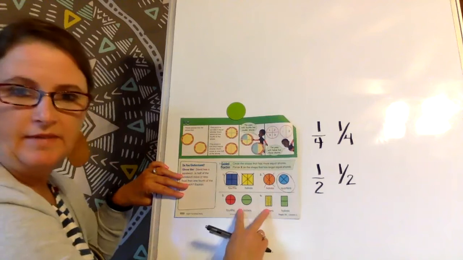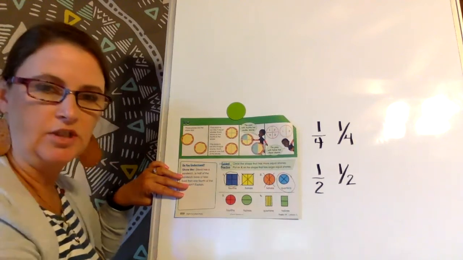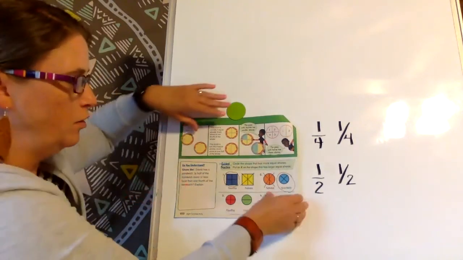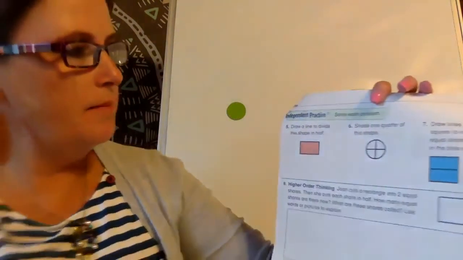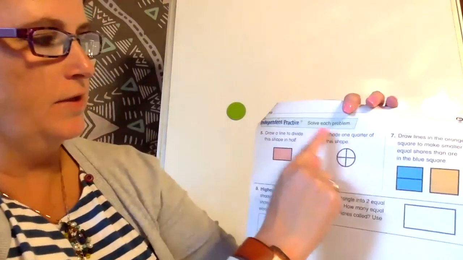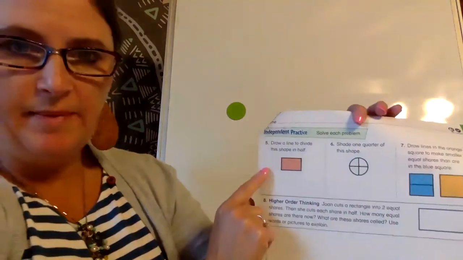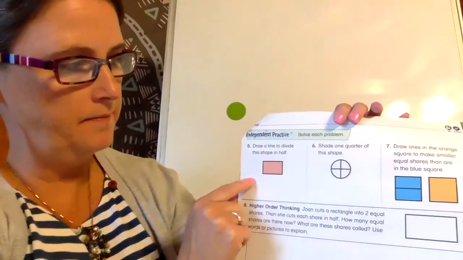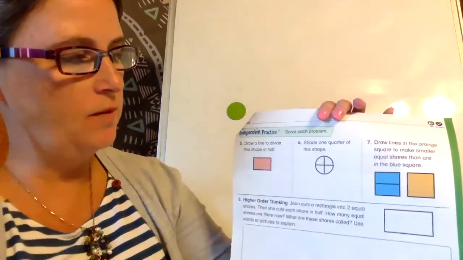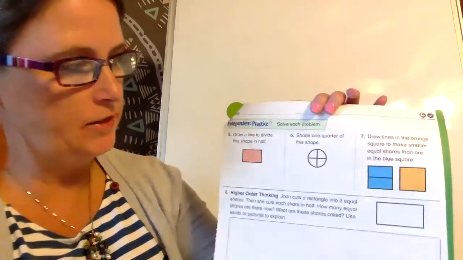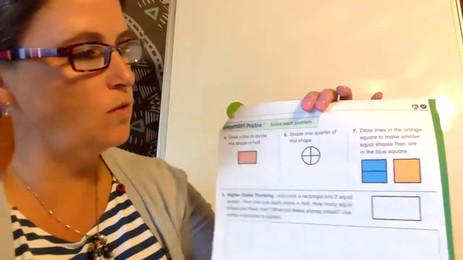Okay, so I'll leave these 2 for you to do and have someone check it at home before you begin your assignment. Okay, and let's look at what you're going to do today. So on numbers 5, 6, and 7, you're going to solve each problem. This one says to draw a line to divide this shape into half. Okay. Number 6, shade 1/4 of this shape. So you're going to take a crayon and shade in 1/4 of that shape.